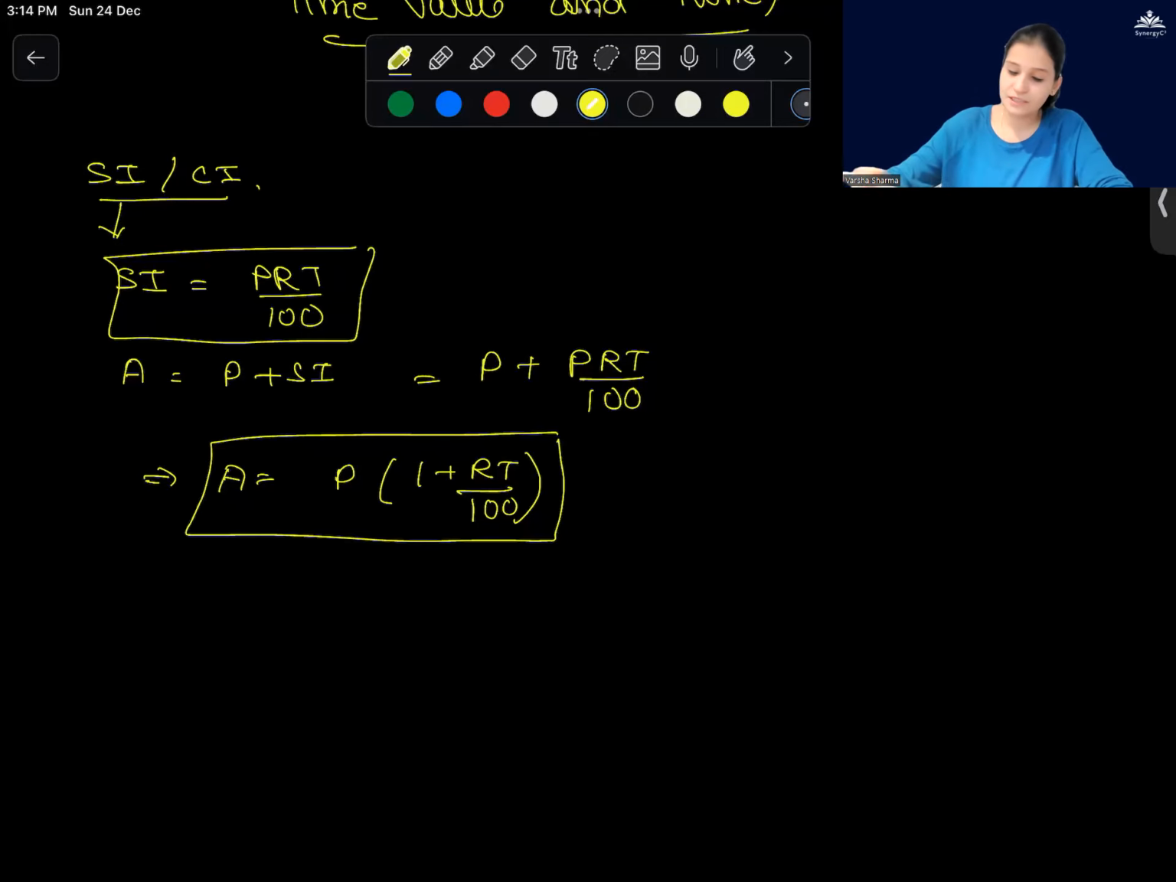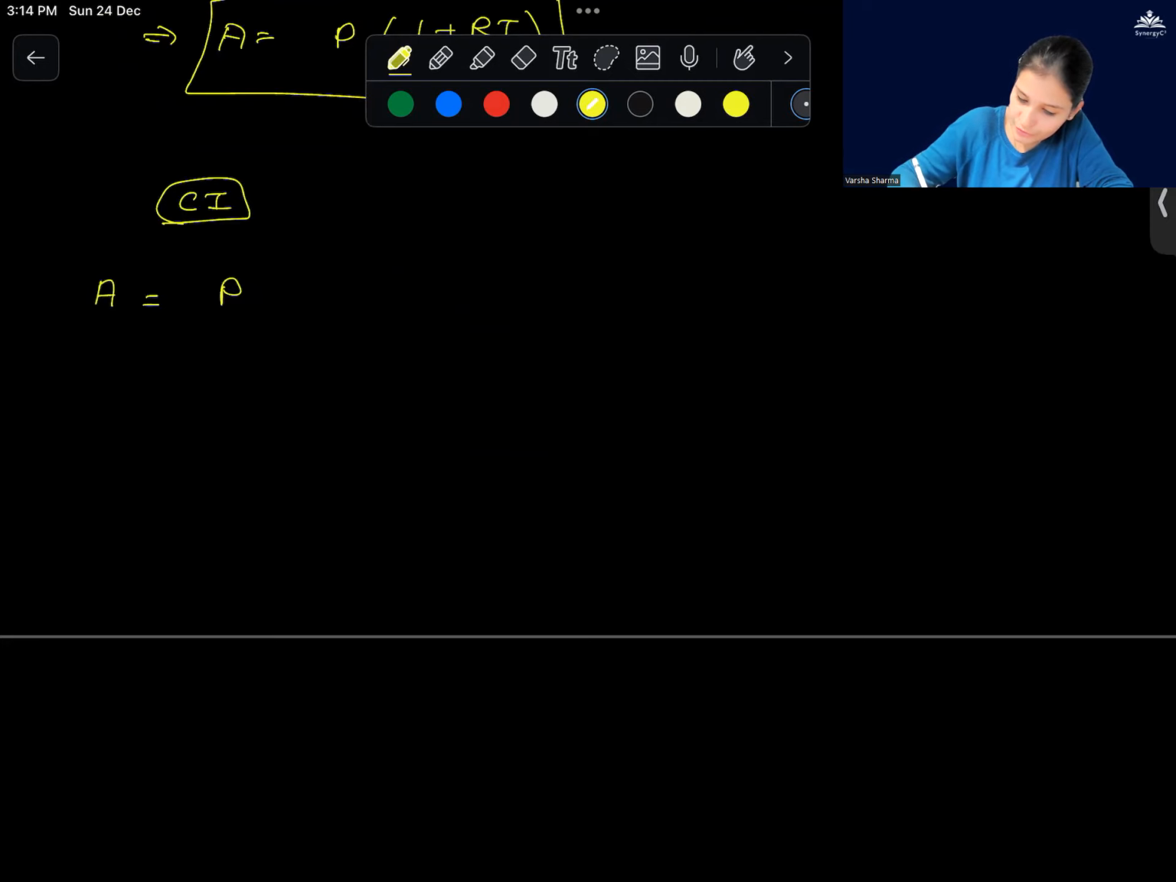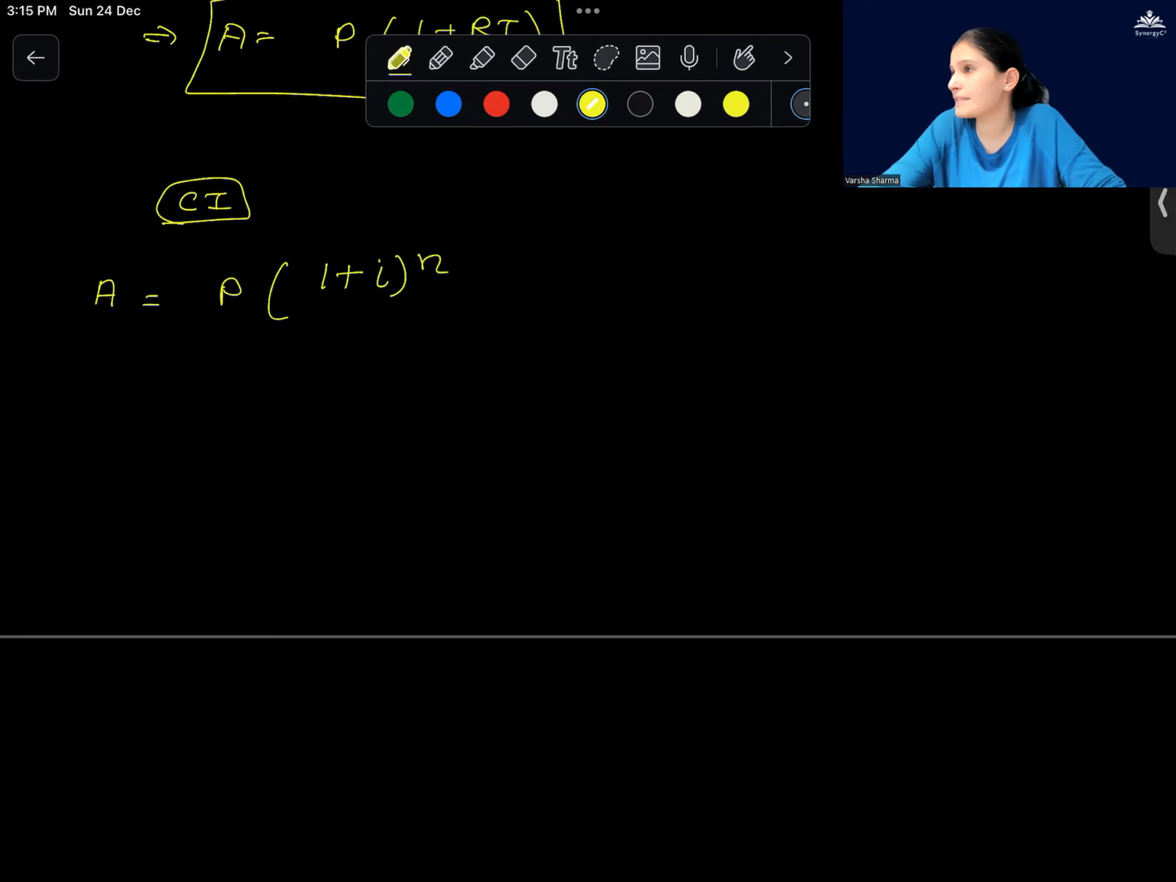Clear? Then compound interest. First, we have the formula: amount is equal to P(1 + i)^n, where P is the sum of money, the principal which is lent out. i is how much? R upon 100. n is the number of times you are getting the interest in one total period of duration.